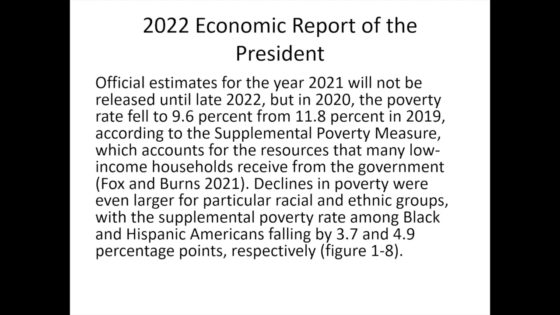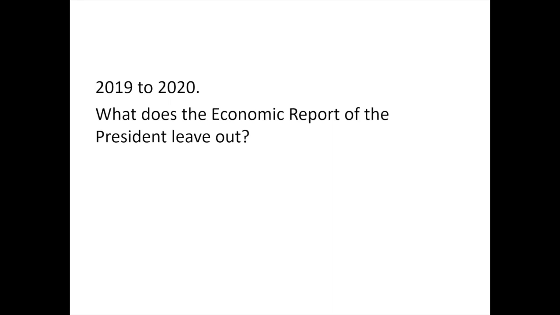Official estimates for the year 2021 will not be released until late 2022, but in 2020, the poverty rate fell to 9.6% from 11.8% in 2019, according to the supplemental poverty measure, which is a better measure than the usual, for the reason they say. It accounts for the resources that many low-income households receive from the government. Declines in poverty were even larger for particular racial and ethnic groups, with the supplemental poverty rate among Black and Hispanic Americans falling by 3.7 and 4.9 percentage points, respectively. That is what that graph shows. So that's 2019 to 2020.